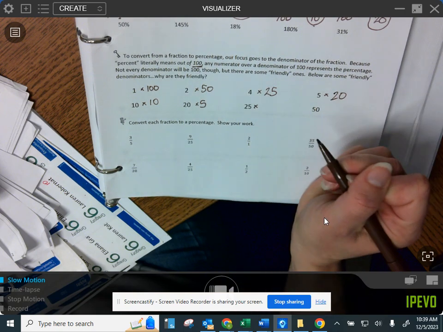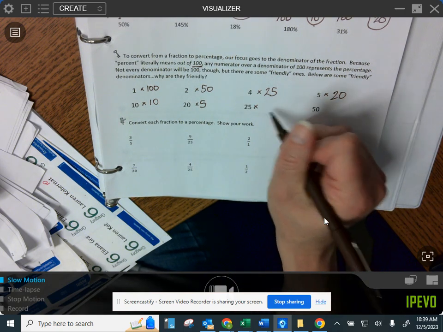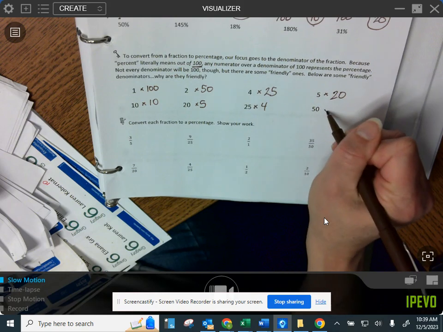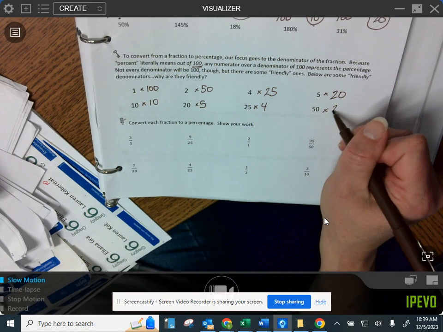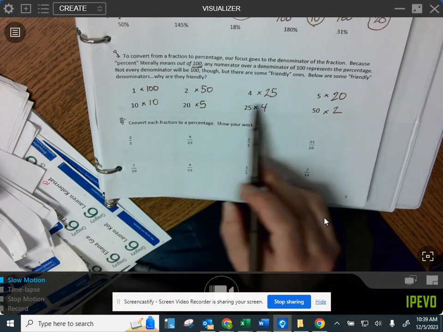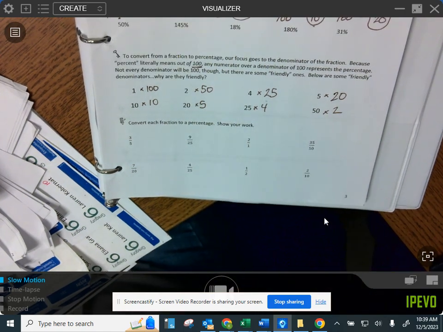What do we multiply 25 by, Ava? 4. And what do we multiply 50 by, Zelda? 2. So is it important that we put these in our notes? Yeah, because you're going to be using those.